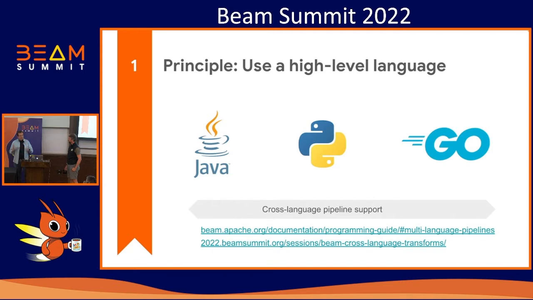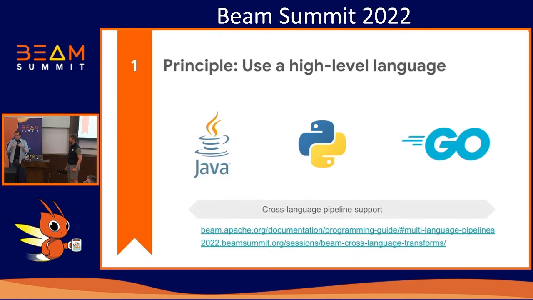The Beam SDKs in different languages, even though not all of them have exactly the same coverage of all the features, like for instance, in input-output connectors, not all the SDKs have the same connectors, right? There are some discrepancies between different SDKs. But even so, the recommendation here would be to use any language. Use the language that better suits your use case. And if you are missing anything, you have the possibility to run cross-language pipelines, if you have a supporting runner, and there are several of those.